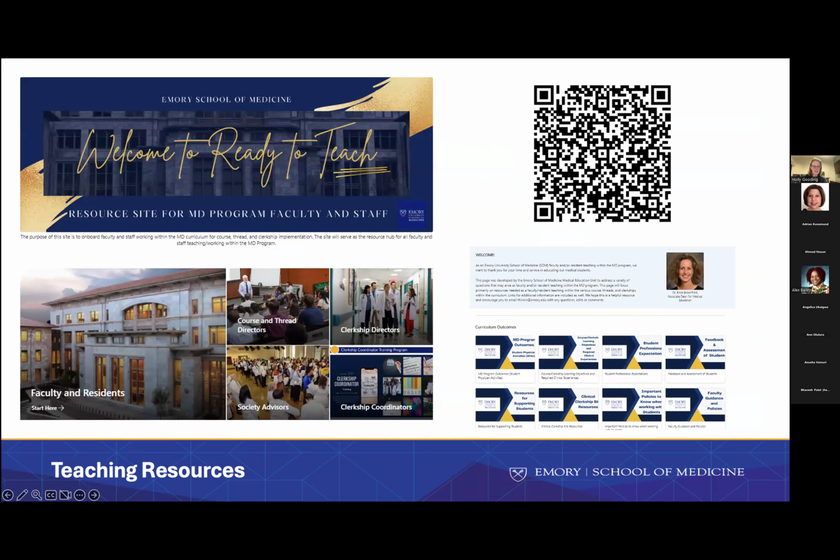And then finally, wanted to make sure everybody knows about our Ready to Teach website, which you can access here with this QR code. Specifically for the MD program, this is a set of teaching resources that will let you know, when a student shows up from that program on your clinical rotation, where you're working, what are the learning objectives for that experience, and then also how do you support them, how do you assess them, how do you refer them if you're concerned about some aspect of how they're doing personally or professionally. So that website is available to you.